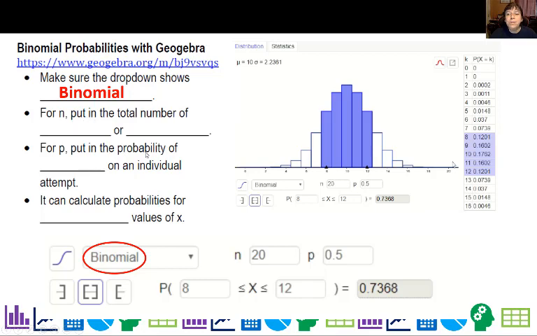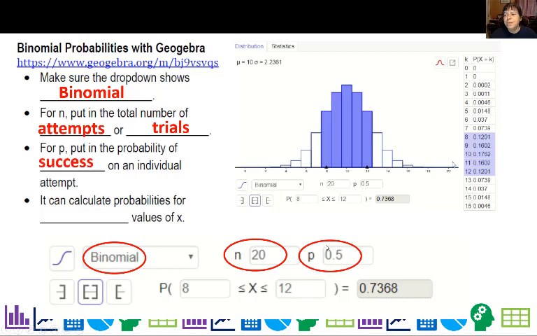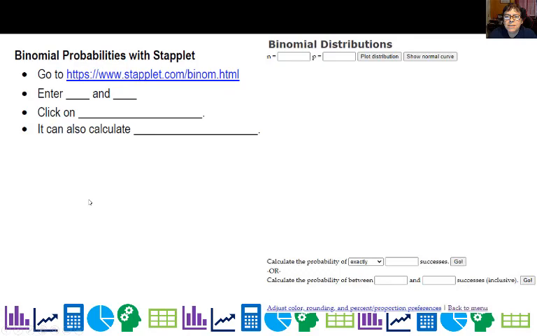For N, put in the total number of trials, attempts or trials. For P, put in the probability of success. In this case, we just have 0.5. And it can also calculate probabilities for multiple values of X, and I'm going to show you how to do that. Staplet also has a great tool for binomial probabilities. Honestly, I like either one of these better than the calculator because you have the graphical image, so it's going to help you understand it better.